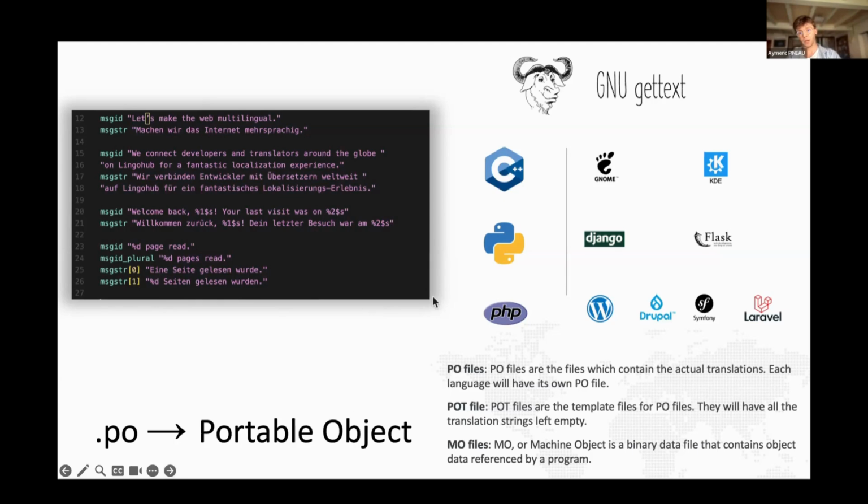With that portable text format, we will have one file per locale, and we will then compile all of that in C inside a machine object, MO file, which will be a binary that will contain all the references to be imported inside our program.